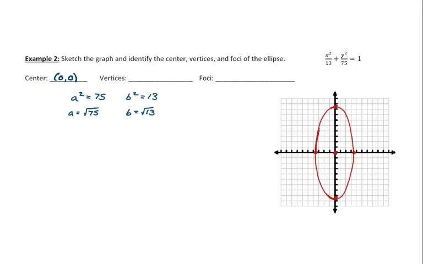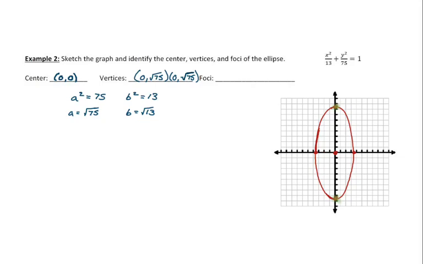So where are the vertices? Again, the vertices would be the endpoints of the ellipse in whatever direction the ellipse is wider in, which in this case is vertically from top to bottom. So my vertices are actually going to be just the a value above and below the center. So in this case it would be 0, square root of 75 and 0, negative square root of 75. Those are my two vertices. I'd rather you give me the radical than the decimal, especially if you don't have access to a calculator. So there are my vertices.